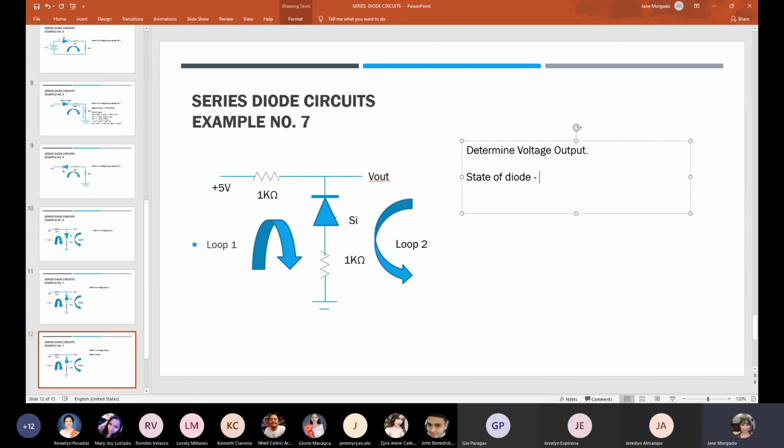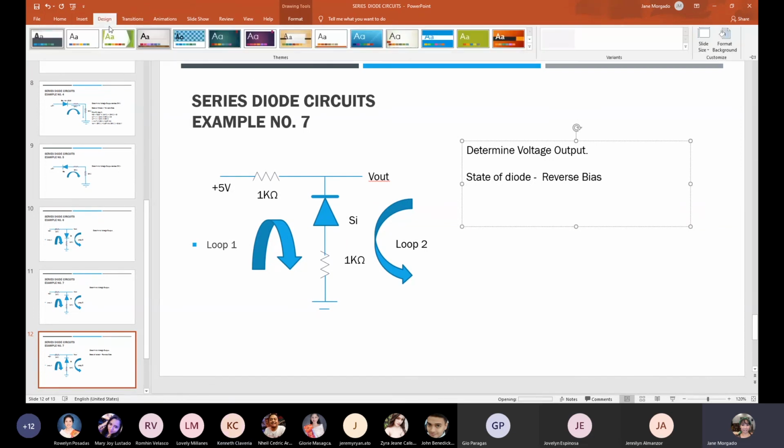Ano ba to? What is this part? Itong part na negative, negative to ng diode. And of course, this will be positive. So negative connected to positive. So that makes the diode reverse. Okay, reverse bias. Okay, naka-reverse bias siya. Kagaya ng kanina.